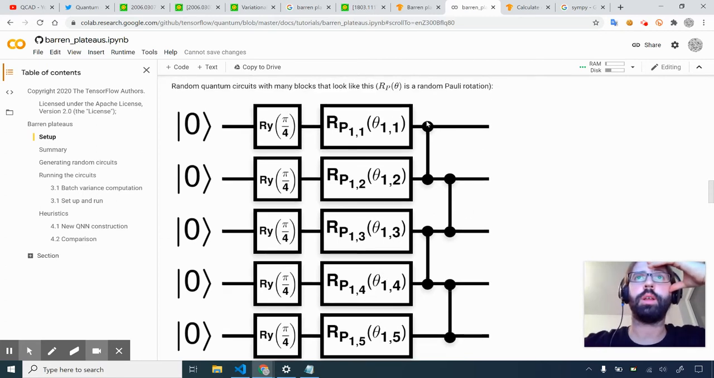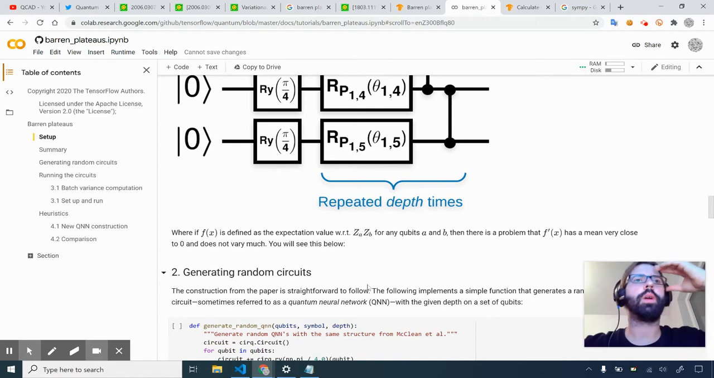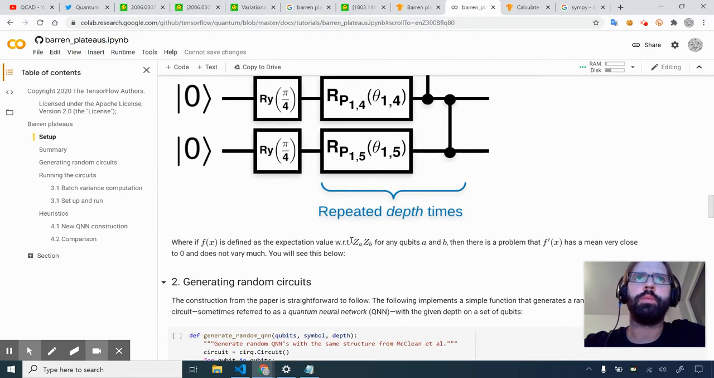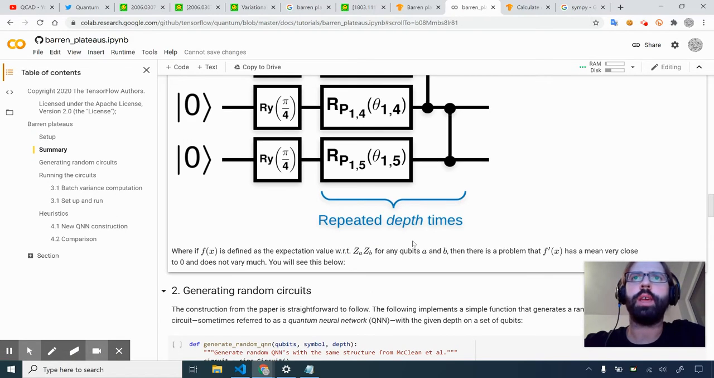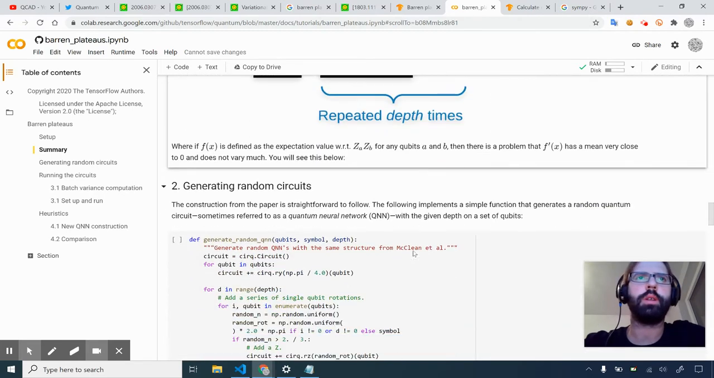And then you've got controlled gates, which give you the entanglement. Where if f(x) is defined as the expectation value with regards to Z_A Z_B, for any qubits A and B, there's a problem that f prime has a mean very close to 0, and that's not very much, you'll see this below. So that's the summary. I don't understand that.